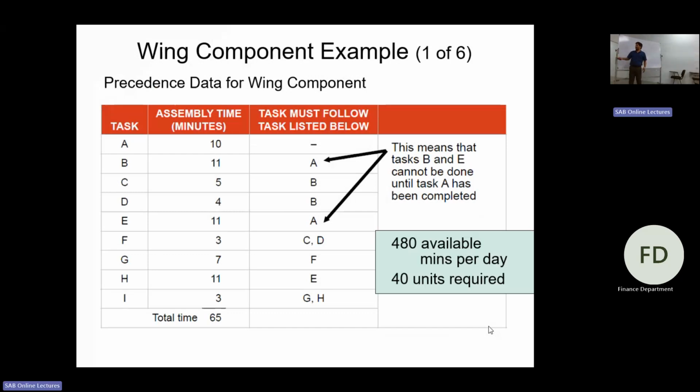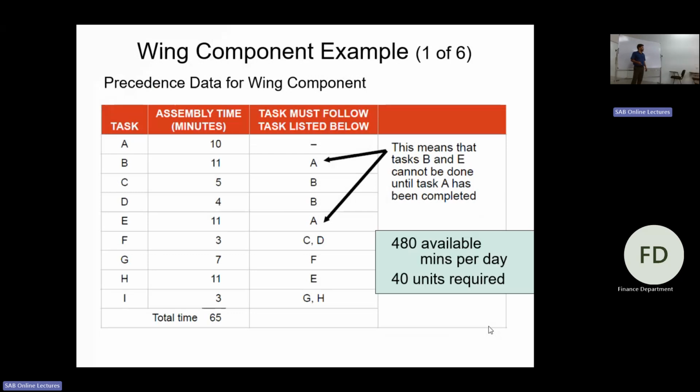For this, we need such data, such information. Quickly understand it, and we can finish it within 15 to 20 minutes if you follow me quickly. What we need is information about the tasks to be performed in the process. In this case, this is for one wing component of an aircraft. So there are different tasks. Only the task code is given, A to I. And these are the task times. A total of 65 minutes is taken in the process.